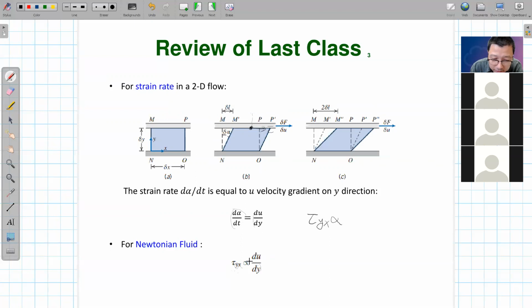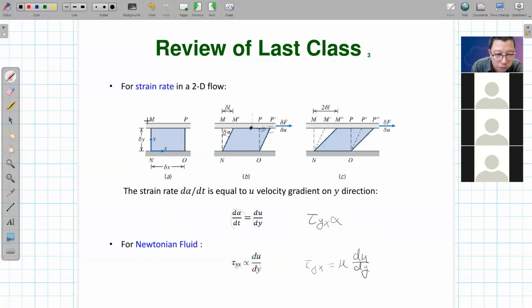And then for the Newtonian fluid, we know that the proportionality is constant. So we add that mu viscosity there. So the final one we can get is tau yx equals mu du dy. Okay, so this is where we stopped at the end of the last lecture.